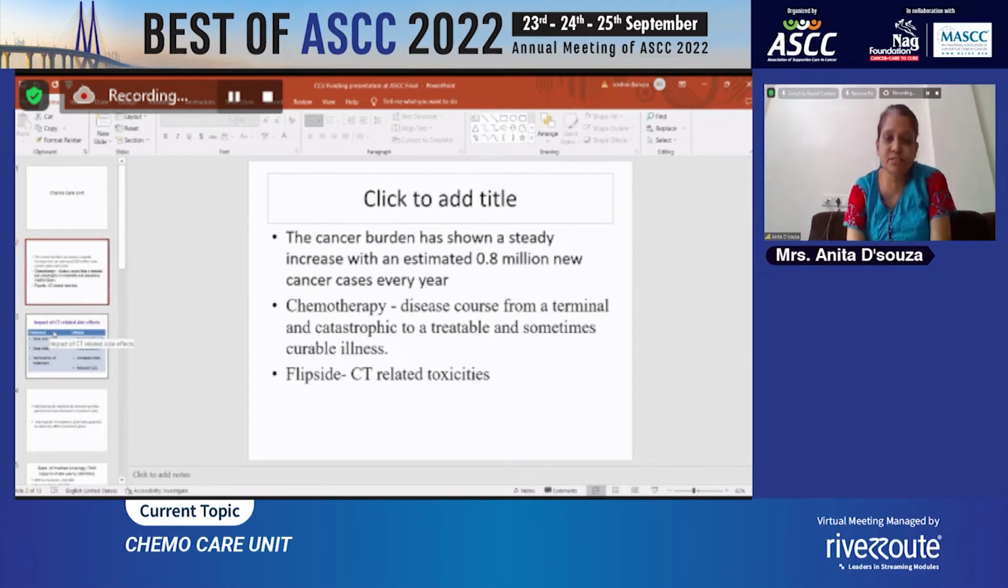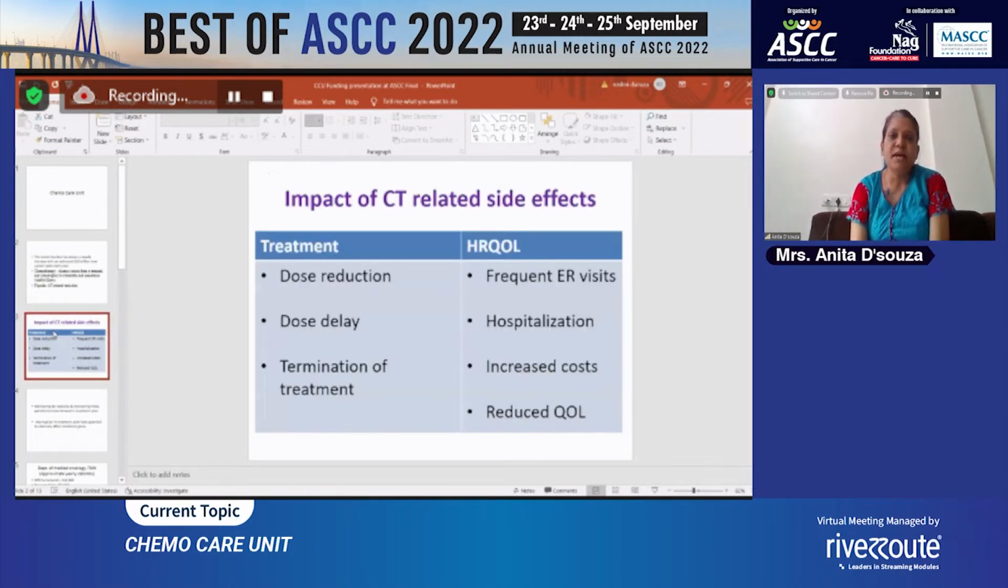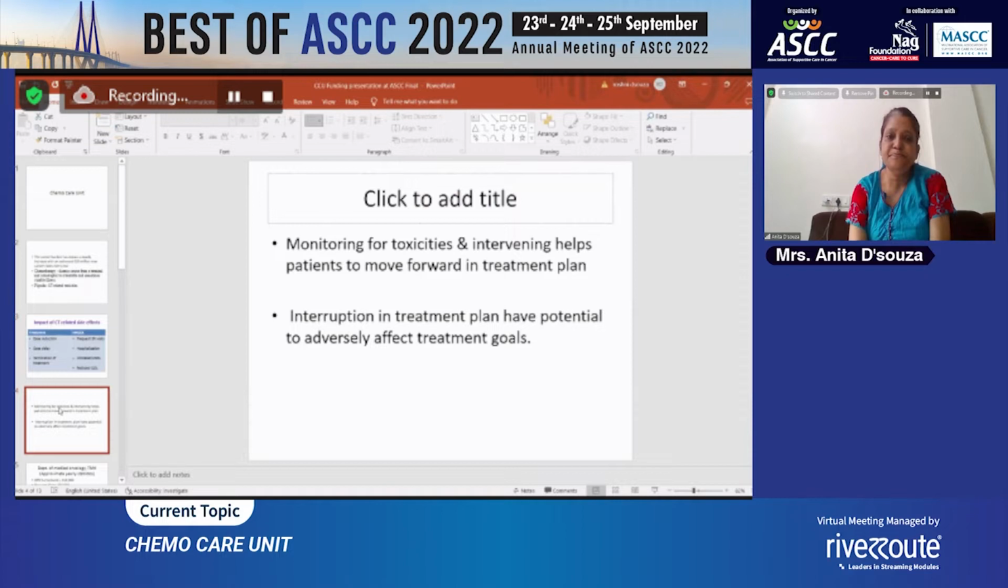But the flip side to chemotherapy is the toxicities related to it. The impact of chemotherapy is on both the treatment as well as the quality of life. As far as treatment is concerned, it may lead to dose reduction, delay and termination of treatment, which can impact the outcome of the disease. And as far as quality of life is concerned, it may result in frequent emergency room visits, hospitalization, increased costs, which ultimately reduces the quality of life of patients.